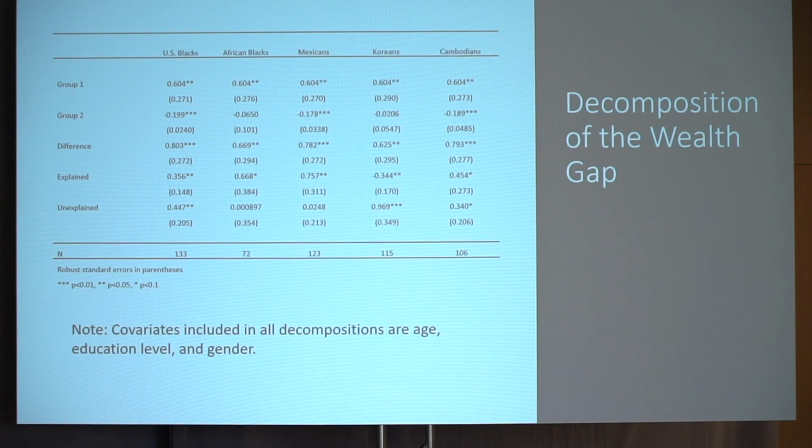On the other hand, for African blacks and Mexicans, the majority of the gap can be explained by differences in the covariates that we include. So for African blacks, the gap is 0.67 standard deviations, where 99.9% of that gap can be explained by differences in the covariates that we include. For Mexicans, the gap is 0.78, with 96.8% of that gap explained by differences in the covariates.